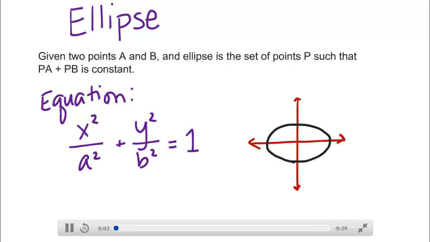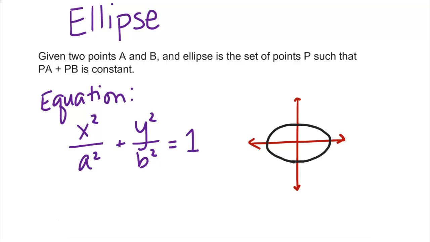Hello, in this video we're going to talk about a conic section called the ellipse. Let's just start off with the definition of an ellipse. If we're just given 2 points somewhere, A and B, an ellipse is the set of points P such that the distance from P to A plus the distance from P to B is constant.